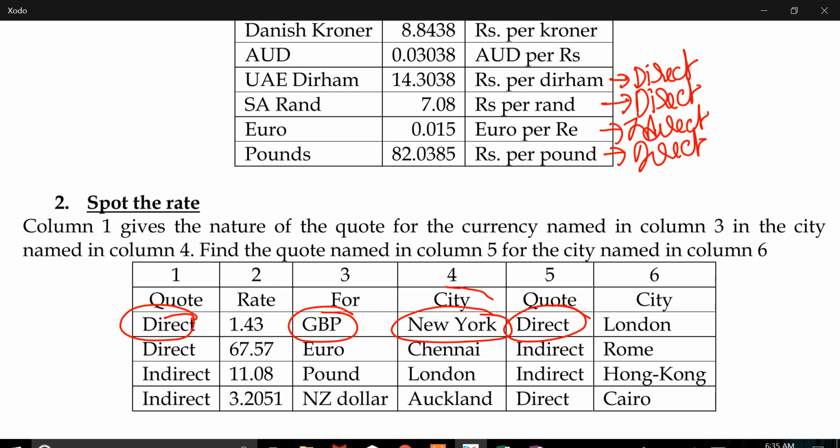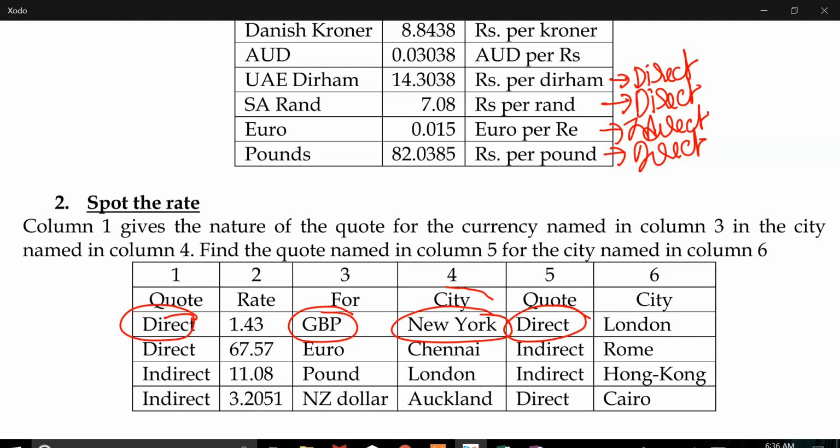The answer remains the same. No, why will you change it? Did I ask for an indirect quote in India? No. The question's requirement is: what is the indirect quote in Rome? A direct quote in India becomes an indirect quote in Rome. So I need not change anything. I'm not going to do any inverse.